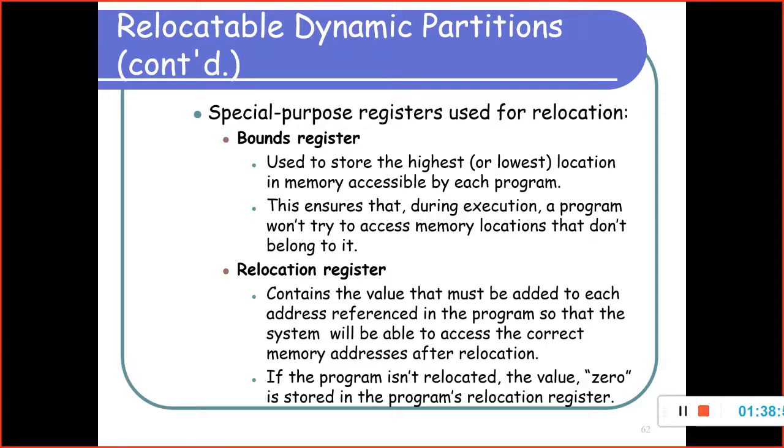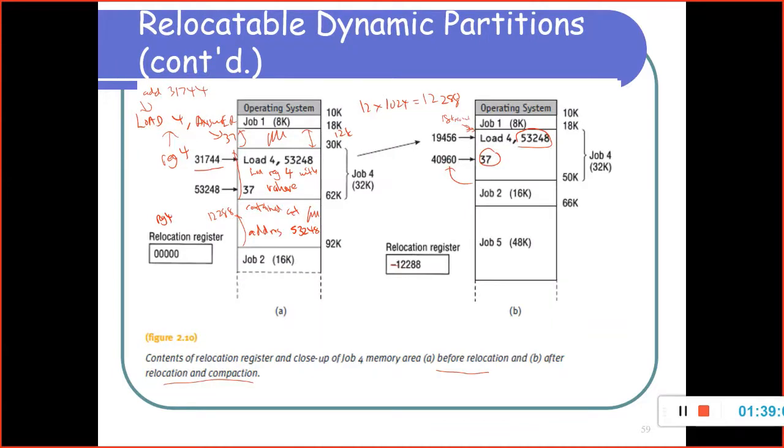Relocation register contains the value that must be added to each address reference in the program so that the system will be able to access the correct memory address after relocation. This is a relocation register. It contains the value that must be added or subtracted. In this case, a subtraction of 12,288. Of course, you add a negative, it is still the minus 12,288.